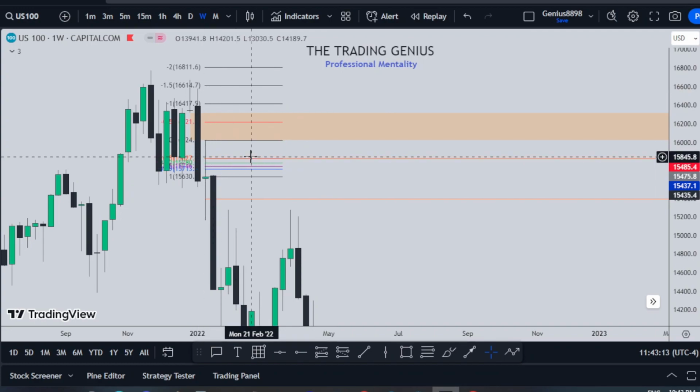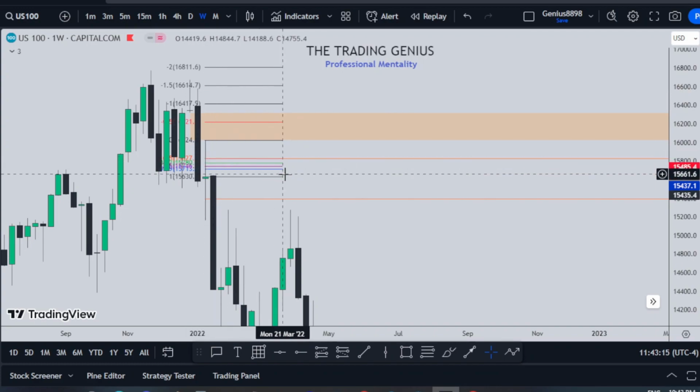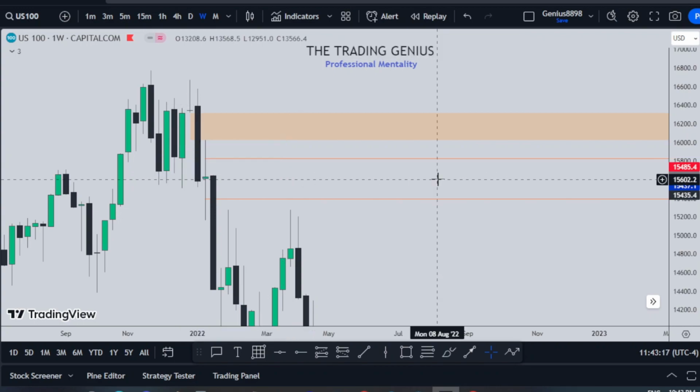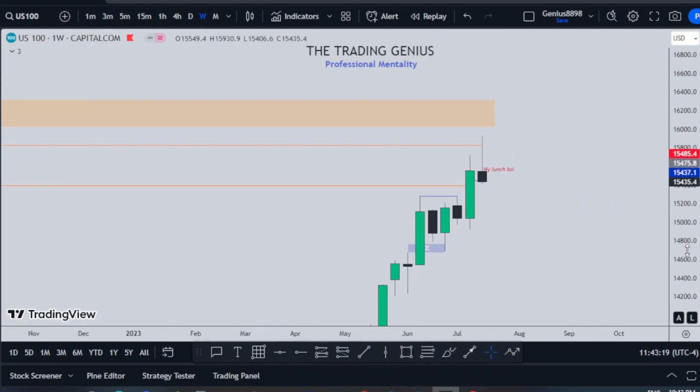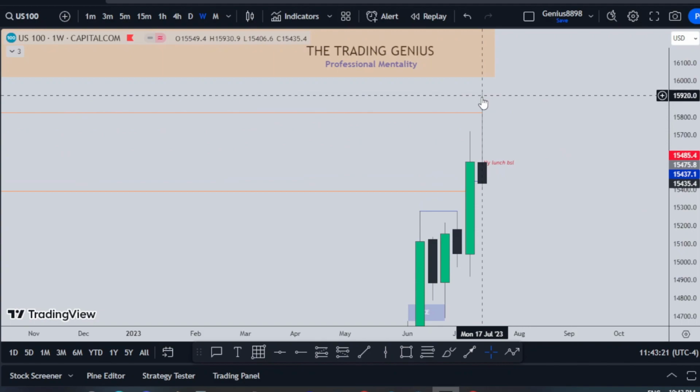So you see the middle point of that is the 50% point. That is the consequent encroachment. Okay, look to the left. What do we see? Price goes right through it. Yes, the wick goes through it, but the body closes below.